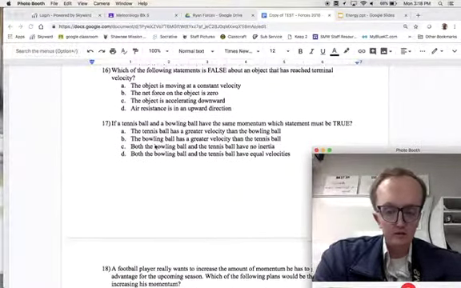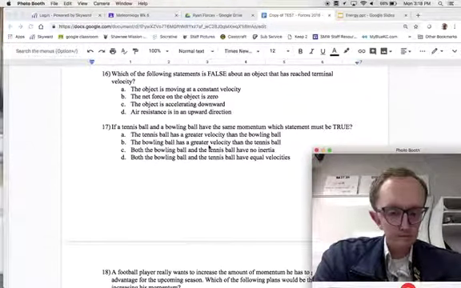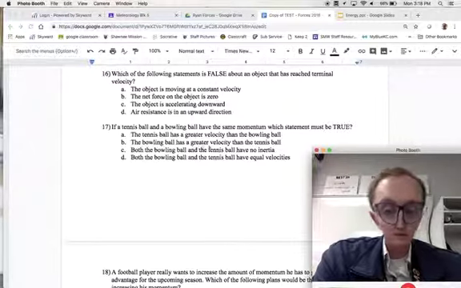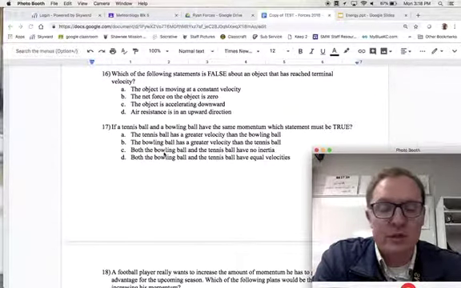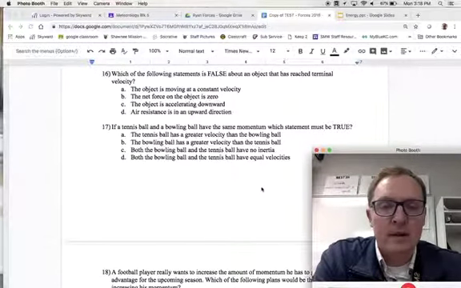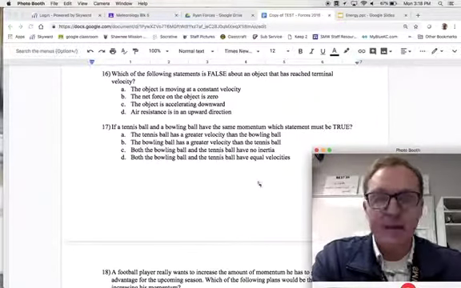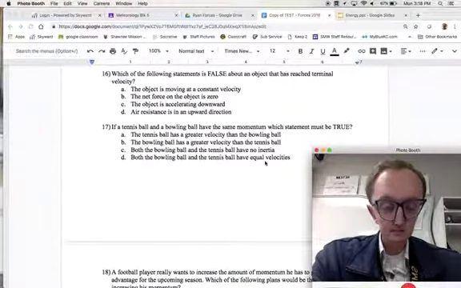So let's check the others just to be sure. The bowling ball has a greater velocity. Nope, that would make it impossible for the tennis ball to have the same momentum. Both the bowling ball and the tennis ball have no inertia. That's just ridiculousness, okay? And both the bowling ball and the tennis ball have the same or equal velocities. Nope. So our answer is A for 17.